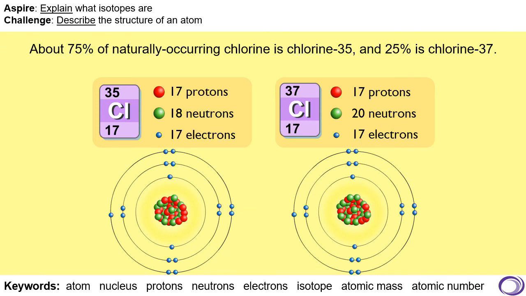So here are the two isotopes of chlorine, just to look at again. So about 75% of the naturally occurring chlorine is chlorine 35, so this one here on the left, whereas 25% of chlorine is chlorine 37, so this example on the right.